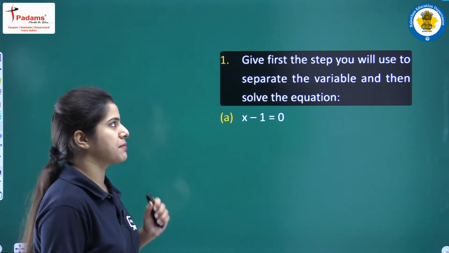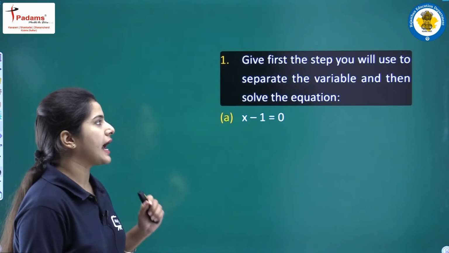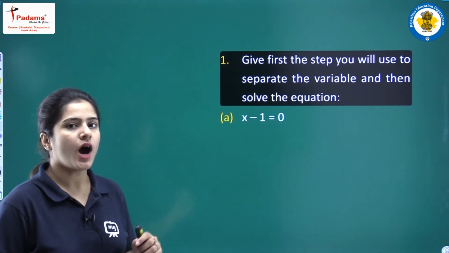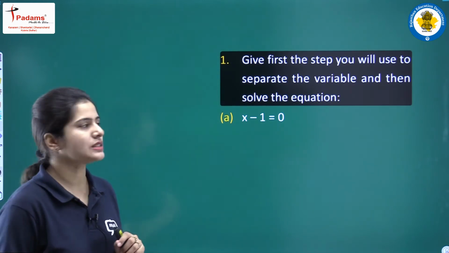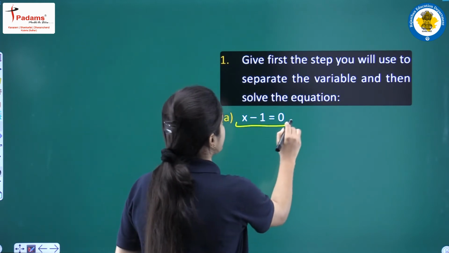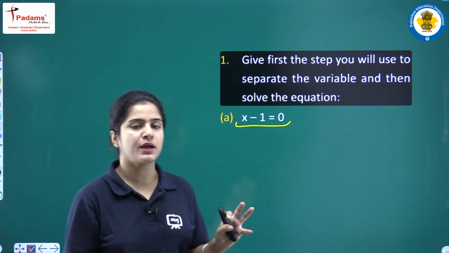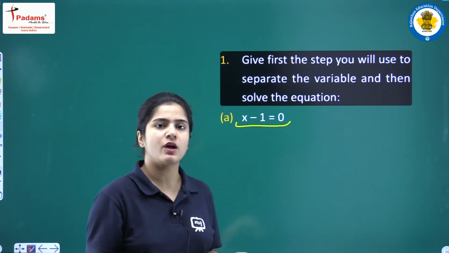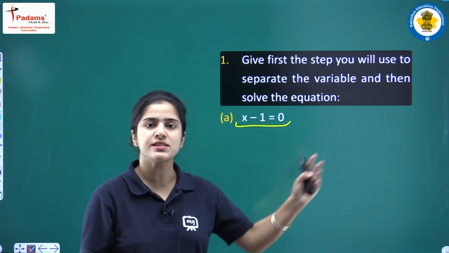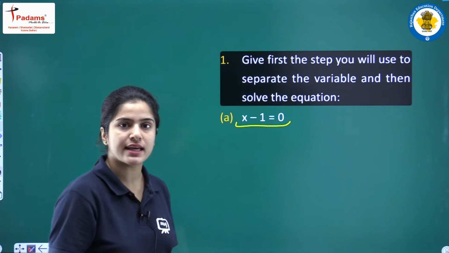Give the first step you'll use to separate the variable and then solve the equation. How can you separate the variable and solve the question? This is x minus 1 is equal to 0. Now students, we have to solve the equation by separating the variable. Clearly students, 1 is in subtraction with x.